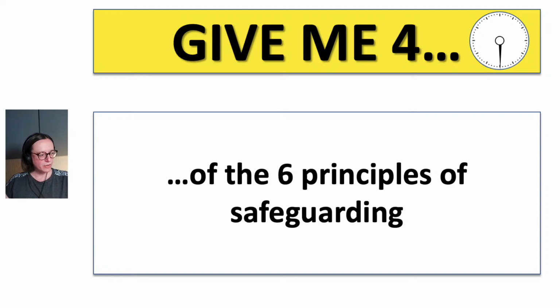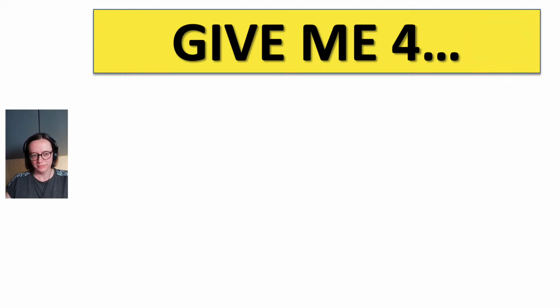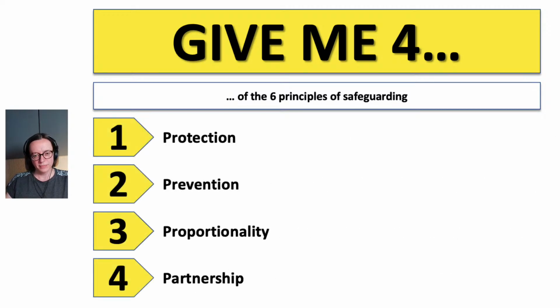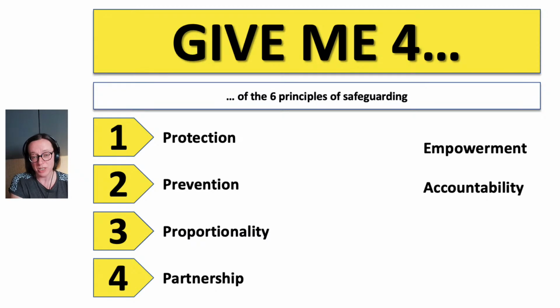Okay, so we've got empowerment, protection, prevention, proportionality, partnership, accountability, and yeah, everyone's saying the same thing. Let's have a look. So there's the P's: protection, prevention, proportionality and partnership, and then the others, empowerment and accountability. If you find it helps you, you can use Pepper P to help you remember these.